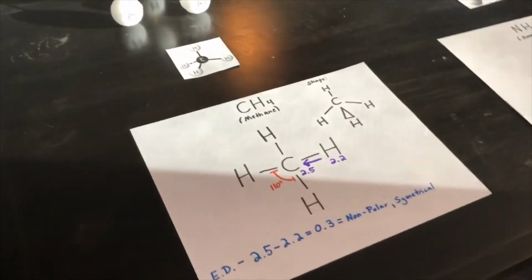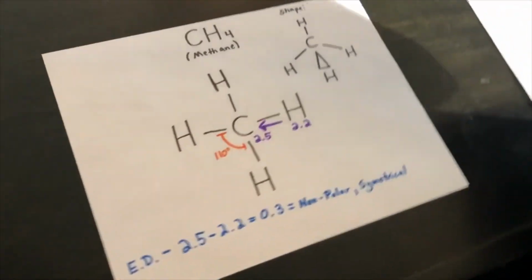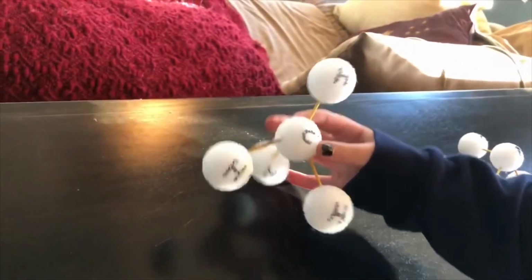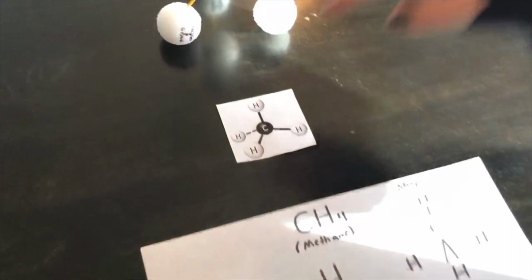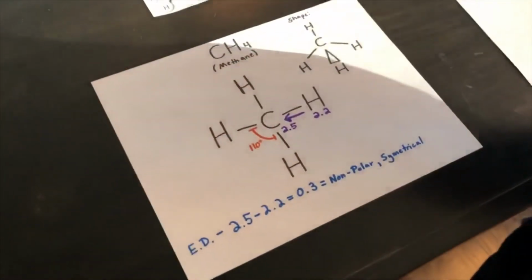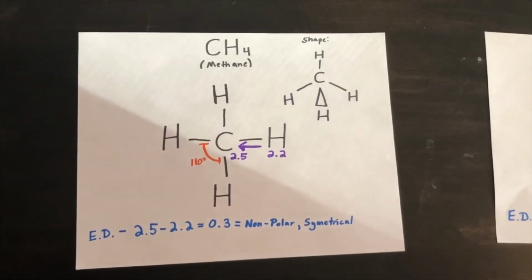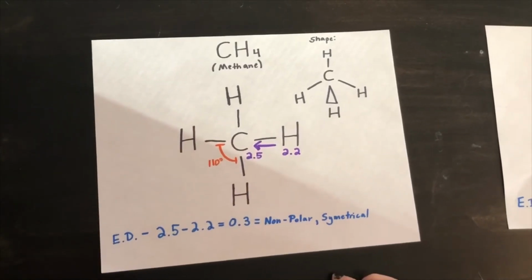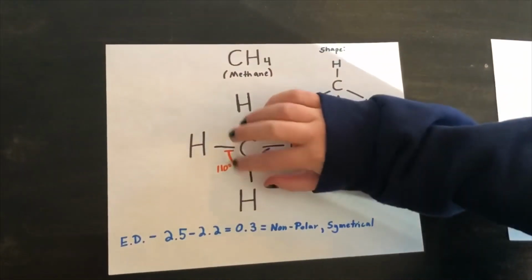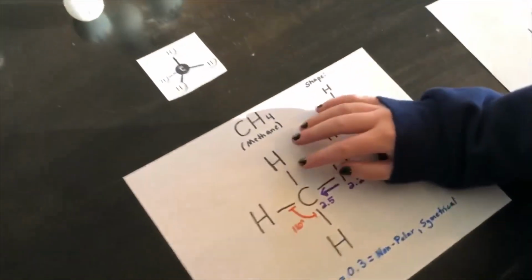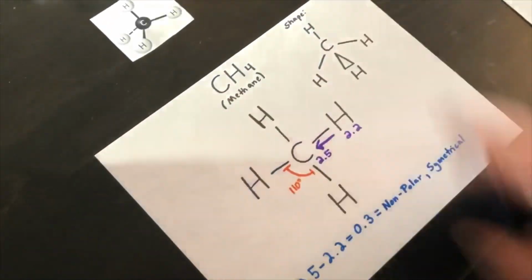This is our tetrahedral model. For this example, we used methane, which is 1 carbon attached to 4 hydrogens. This is our picture. This molecule has a bond angle of 110. And for the electronegativity difference, we got 0.3, which indicates that it's nonpolar. And because the bond angles are the same all around, it is symmetrical. It also has 4 pairs of shared electrons.